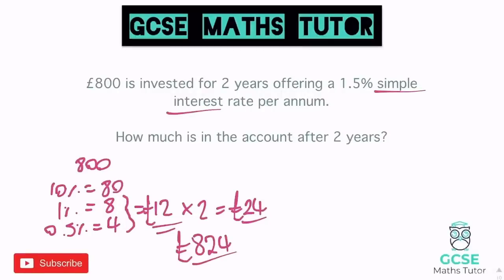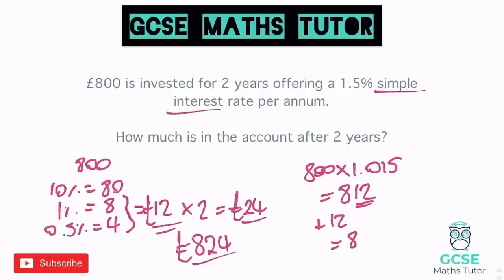Now if you've got a calculator here, you can always use your multiplier method. So we could do 800 times it by 1.015, and that gives us the answer 812, telling us that in that first year there we've earned £12 interest. So adding in another 12 would give us 824, the same answer. Okay, or you could times it by 0.015, and that would have just straight up given you the 12, and you can add that on for however many years for simple interest.